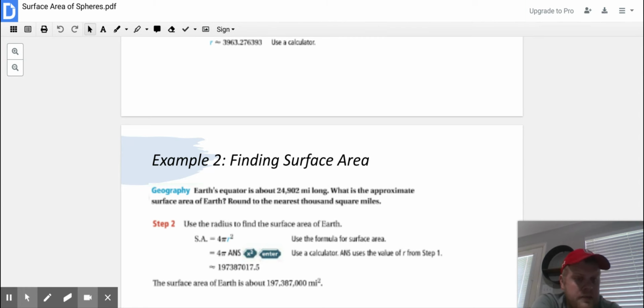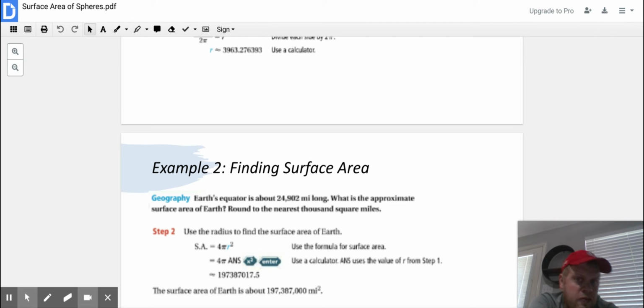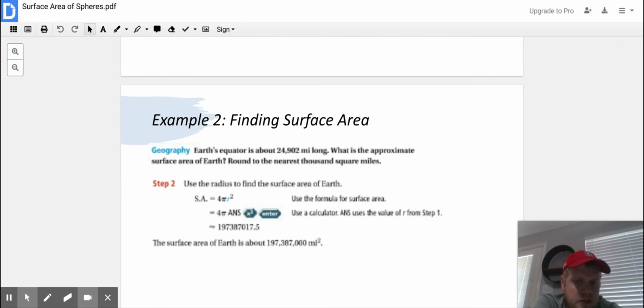Right now, again, they want it to the nearest square miles here. So again, we're not leaving it in terms of pi here. So multiplying everything here, I'm going to multiply that big number there, 3,963 point whatever it is, times 4 times pi. Multiply all that into your calculator, and you'll get a very, very big number there. And again, that tells us that the surface area comes out to be right around 1,387,000 miles squared. Again, right around.